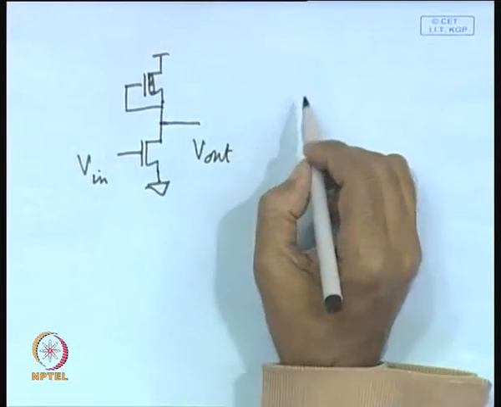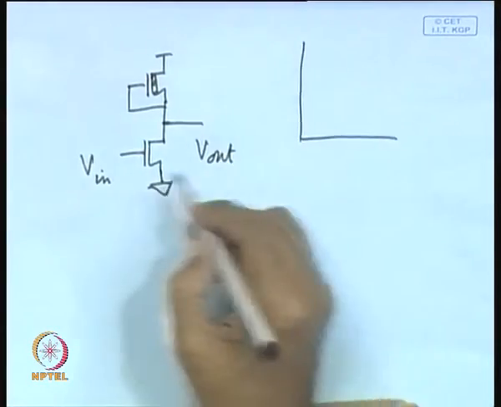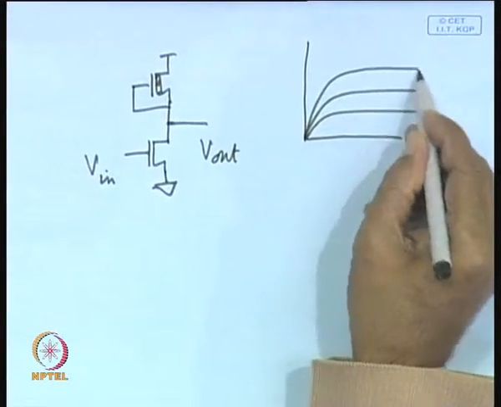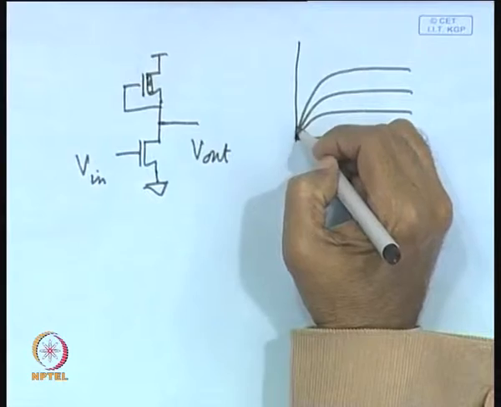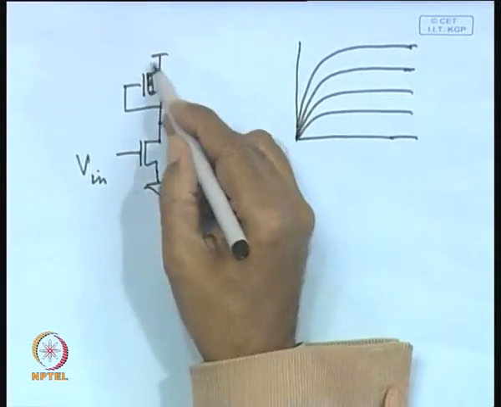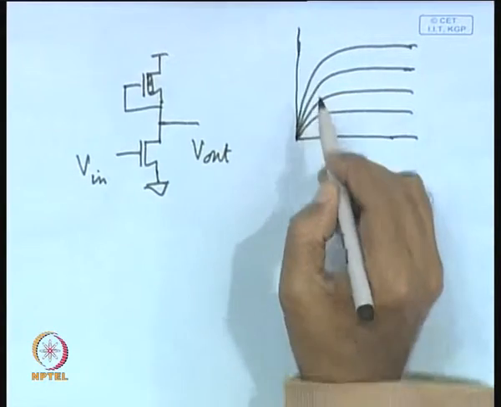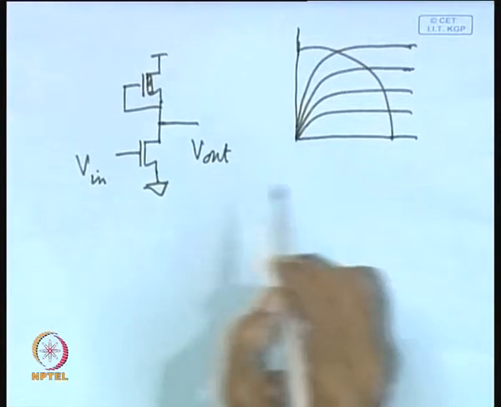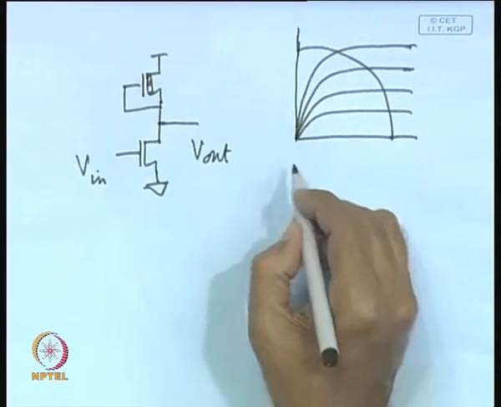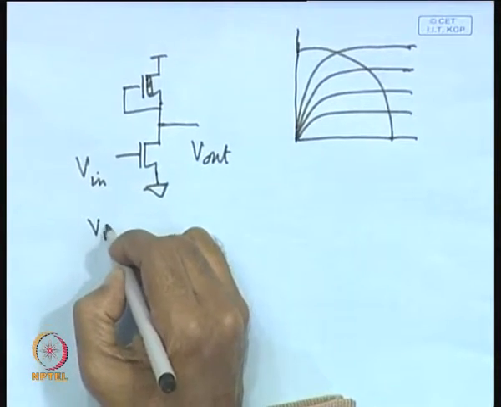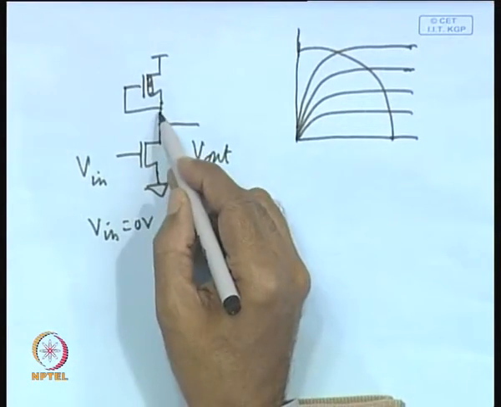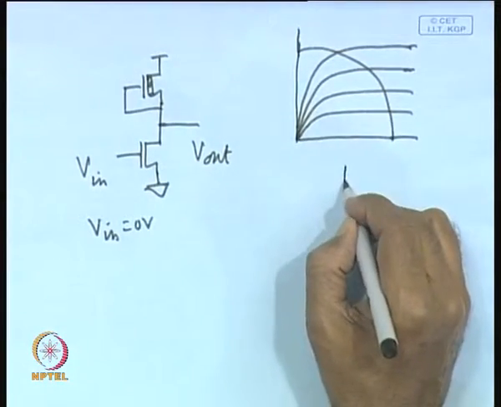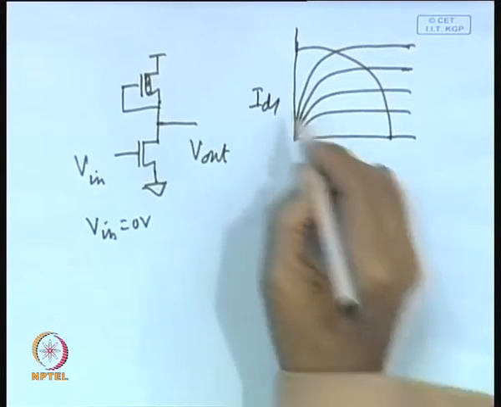So, if you draw the characteristic curve of this transistor, it will be like this. And so far as this transistor is concerned, you have to draw it the other way, somewhat like this. So, initially what will be the case? Whenever V in is equal to 0 volt, what will be the output? This transistor is off and this transistor is on. So, you will get VDD at the output. This is your IDS and this is VDS.